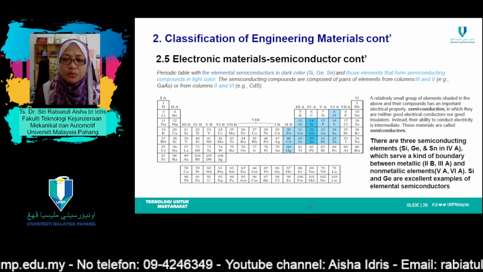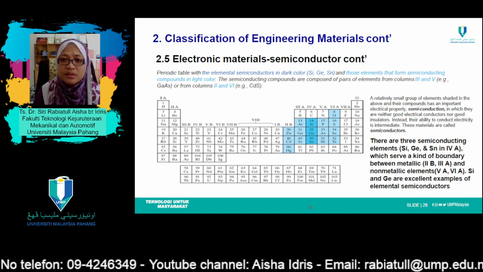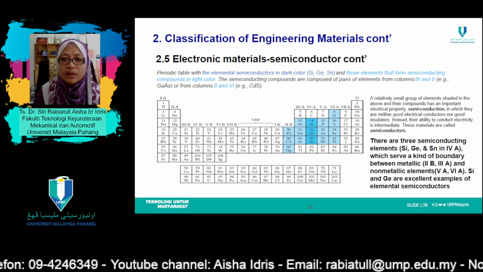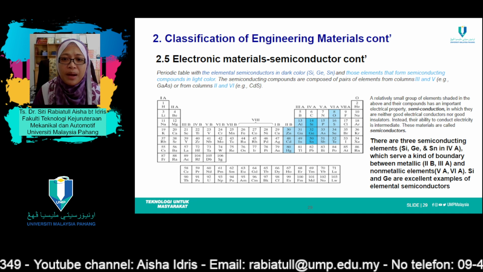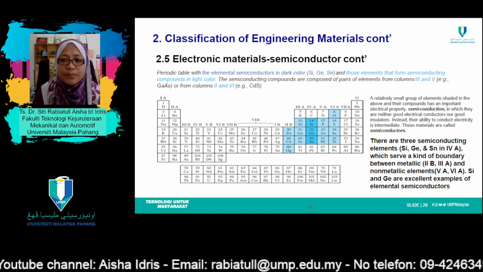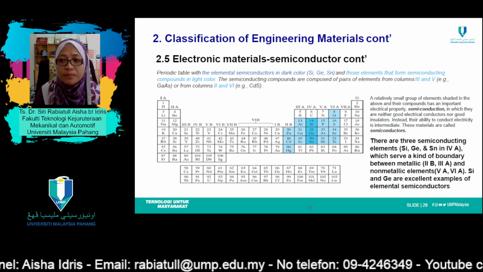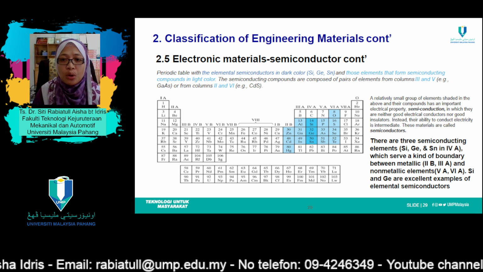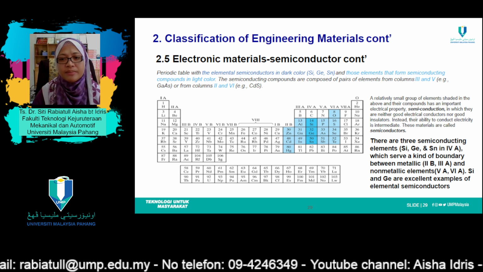And if you refer to this periodic table, the elemental semiconductors are in dark color, and those elements that form semiconducting compounds are in light color. The semiconductor compounds are composed of pairs of elements from columns 3 and 4 or from columns 2 and 6.